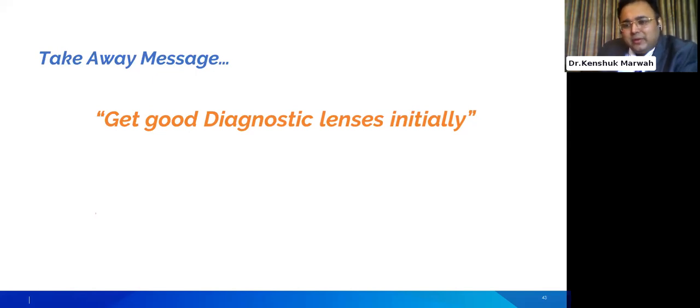It goes a long way. So my take home message is go in for a good lens. Even if people actually wait for the conferences, I would request the Volk team to maybe give a special discount for people who have attended this talk, and for residents, so that they get the lenses through the Volk distributor themselves, and they start with a good diagnostic lens.